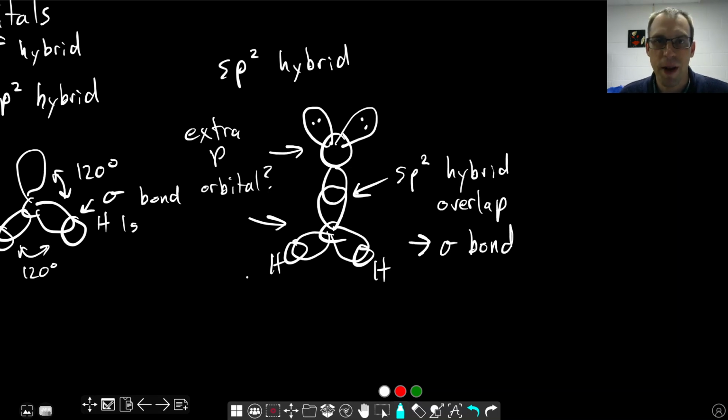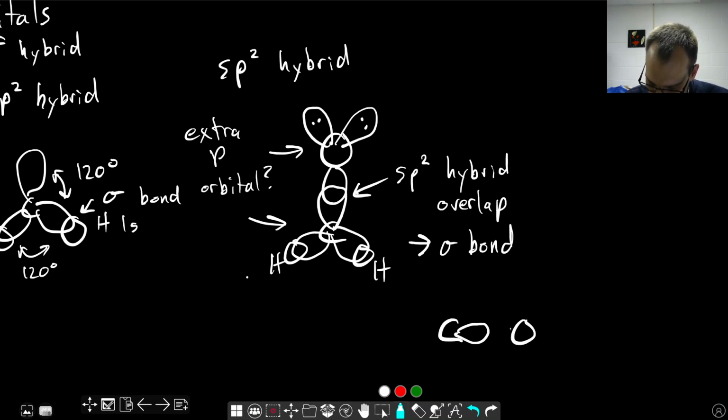So coming back to formaldehyde, we need to think about what's happening with our one leftover orbital. To visualize this, we need to take our molecule, which we're looking at from the top, and tilt it over onto its side. So I'm going to draw it this way, where our carbon and oxygen are here.